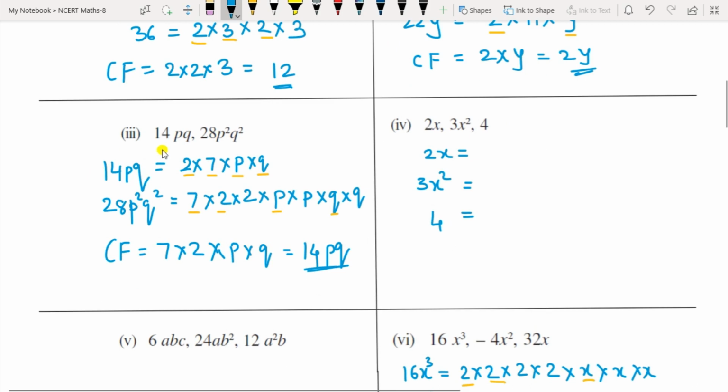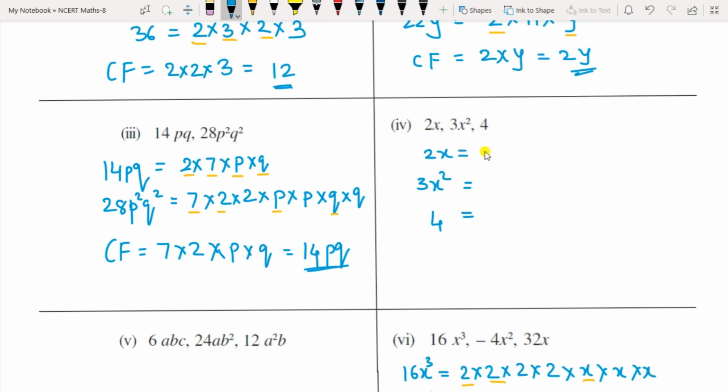This one, 14pq and 28p square q square. 14pq is 2 into 7 into p into q. 28p square q square is 7 fours are 28, but write in prime numbers, so it's 7 into 2 into 2 and p into p, q into q. So here 2 and 7, p and q are the common factors, that is 14pq is the common factor.